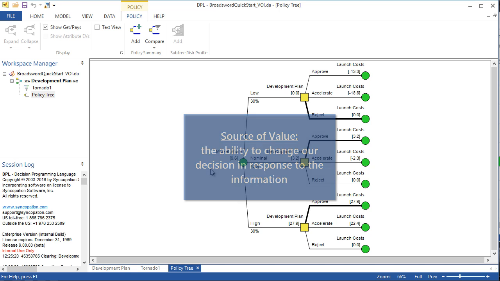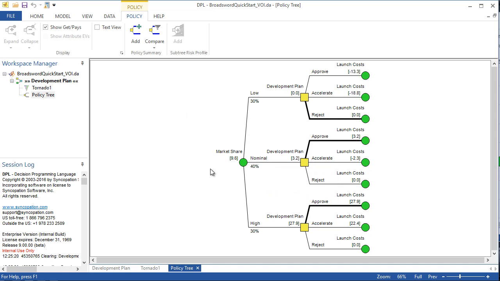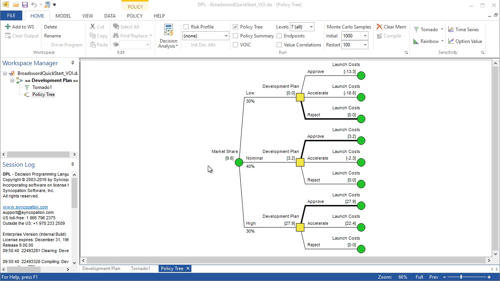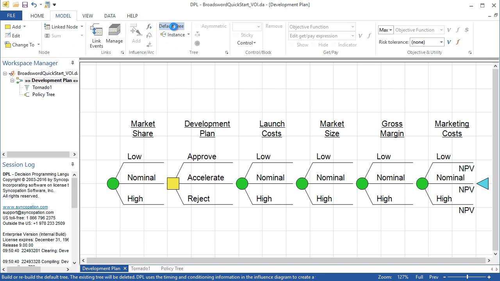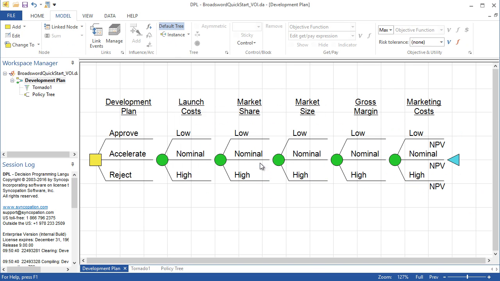Now that you know what the value of information means and how it's calculated, you may want to use the automatic feature. DPL can calculate the value of information and of control for all chance nodes automatically as part of a decision analysis run. First, I'm going to put my tree back where it was, with the decision up front. My old tree was the regular default tree that DPL built automatically, so I can just click the default tree button to get it back.